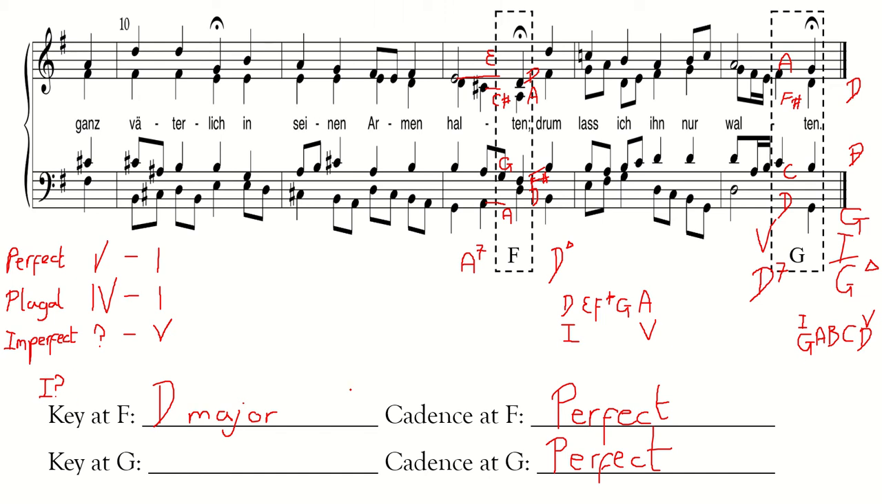So now we need to work out the G and the key, and remember, it's just asking you what is the 1, and we've already worked out the 1, so that is going to be G. The key at G is G, quite conveniently.